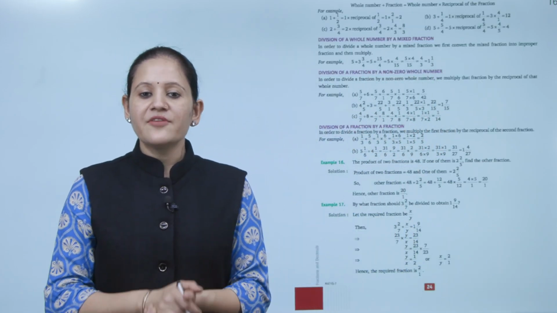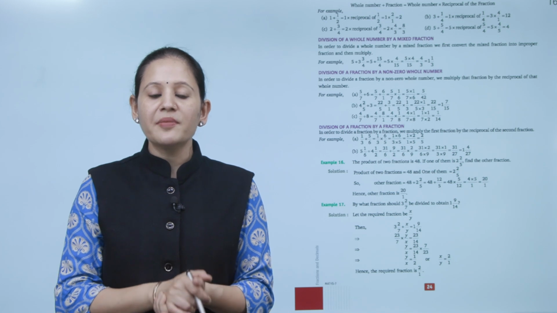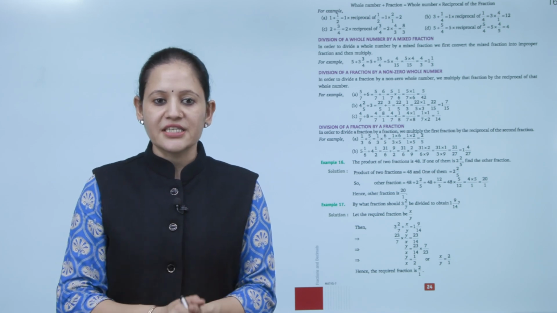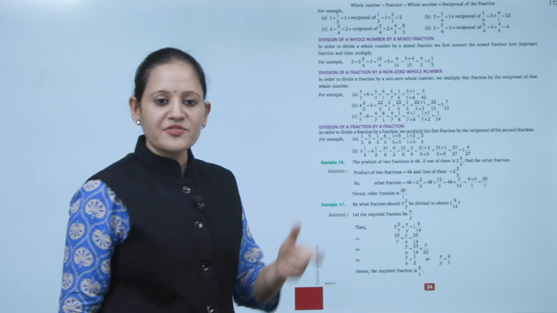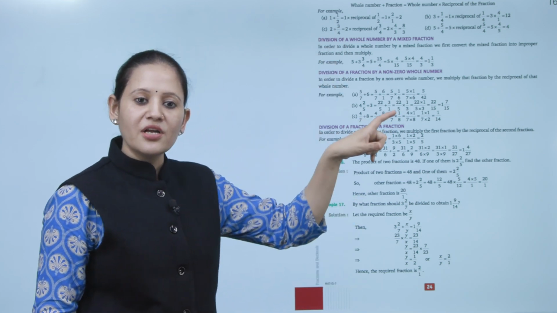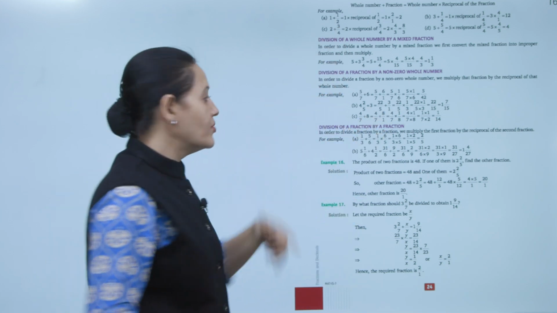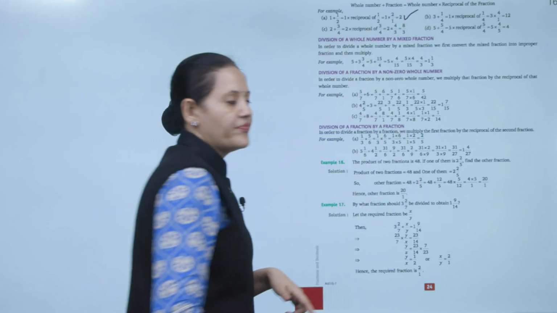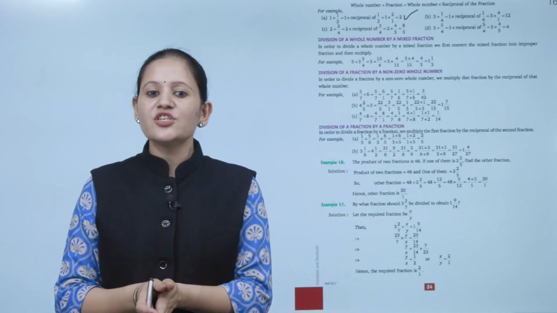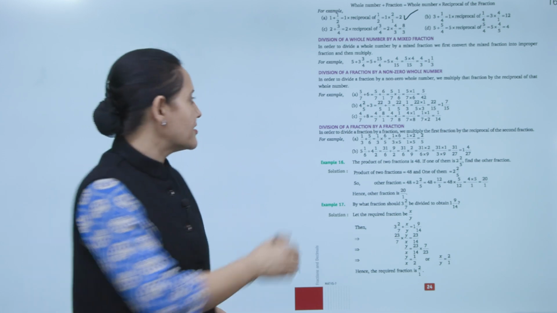Whole number divided by fraction is equal to whole number multiplied by the reciprocal of the fraction. For example, 1 divided by 1 by 2. That is equal to 1 multiplied by the reciprocal of 1 by 2, that is 2. So that is equal to 2. Clear? Next is division of a whole number by a mixed fraction.